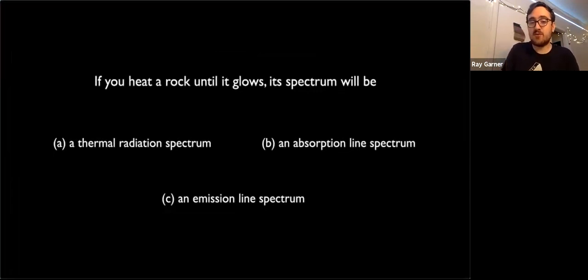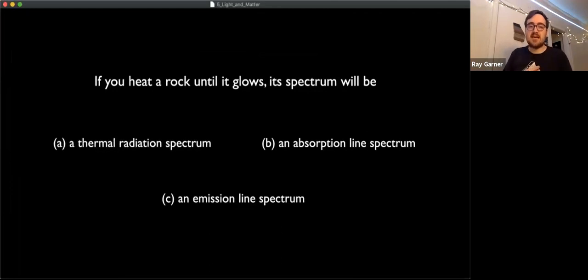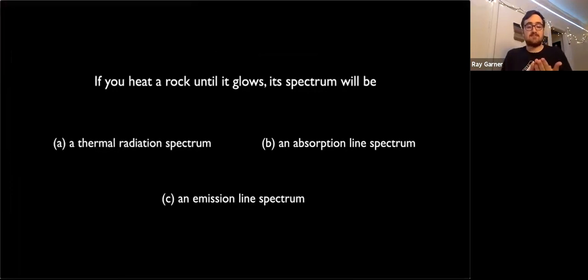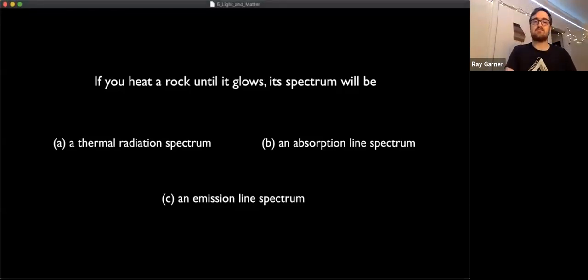All right, the correct choice is A, a thermal radiation spectrum. So a rock, even though it might not be super hot, is certainly not a cool gas. And it's certainly not a gas in front of another hot object. So it's not an emission or absorption line spectrum. Therefore, it must be the thing remaining, a thermal radiation spectrum.